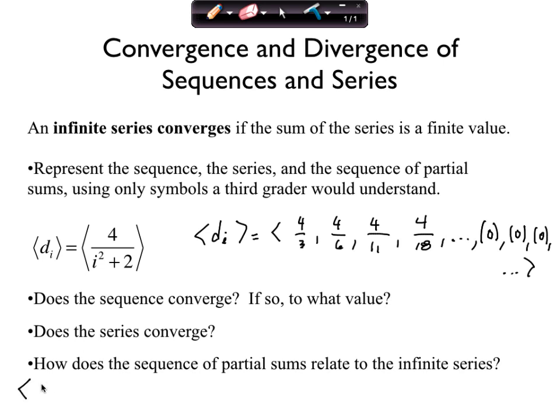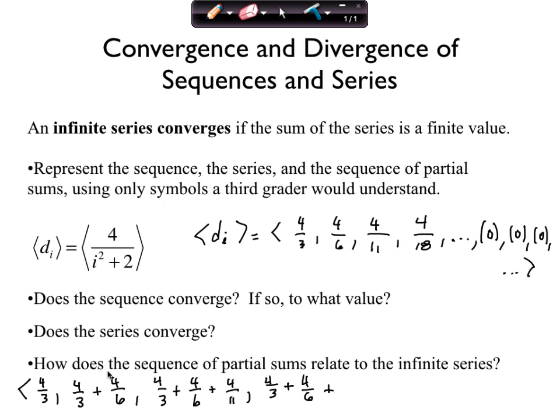That'll help. First in the sequence of partial sums is 4/3. Next one? 4/3 plus 4/6. Then? Then? Do one more. Right. So I asked the question a couple of classes ago.